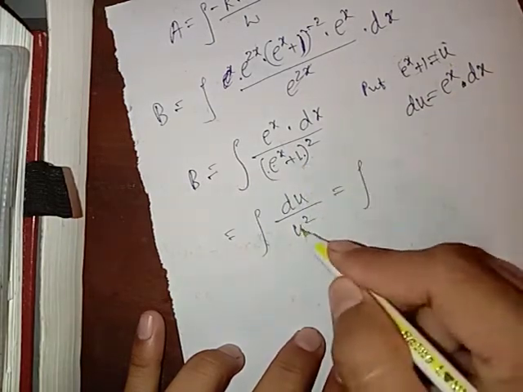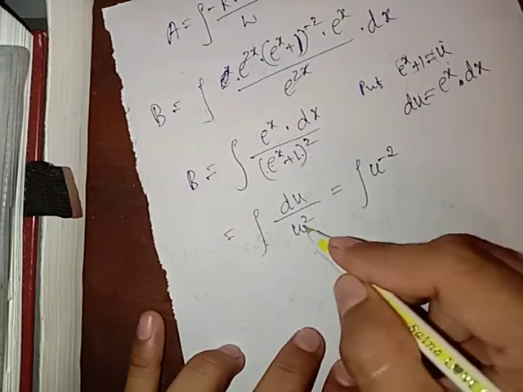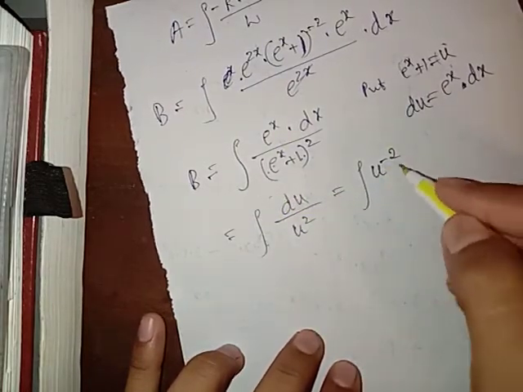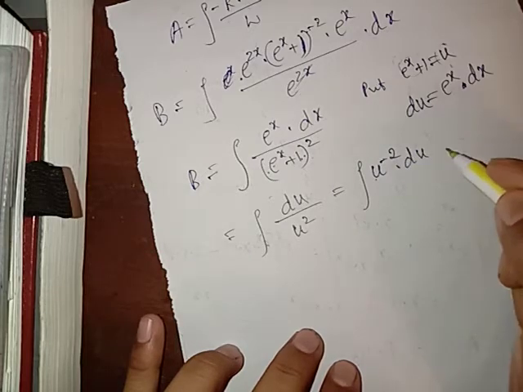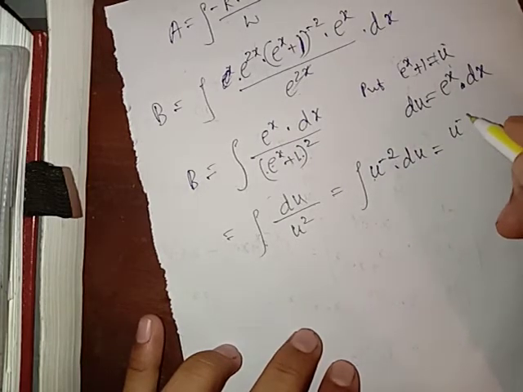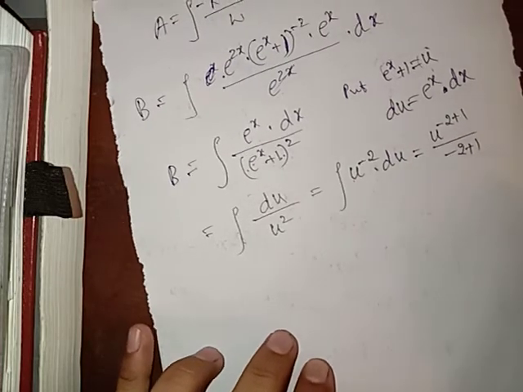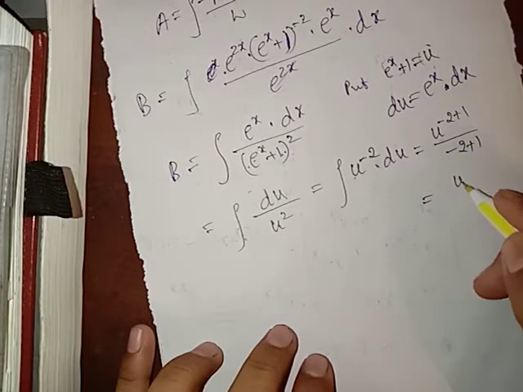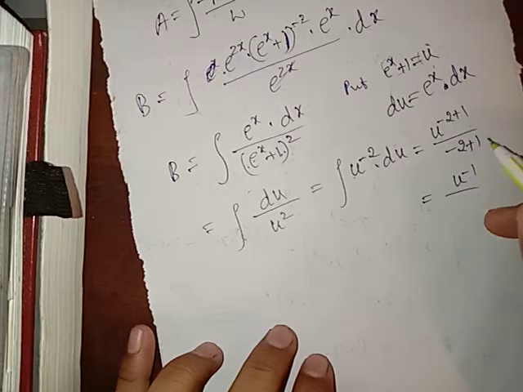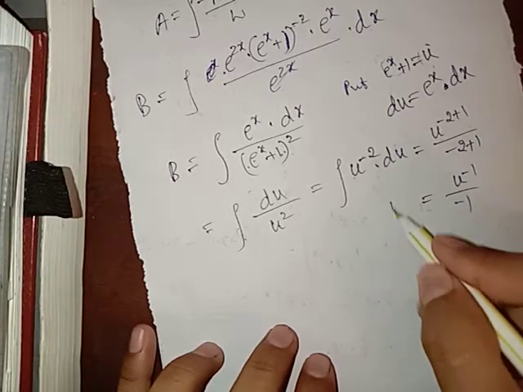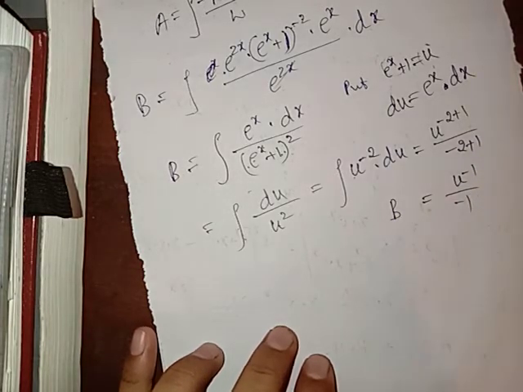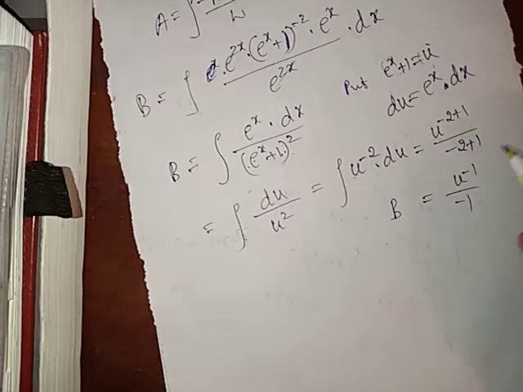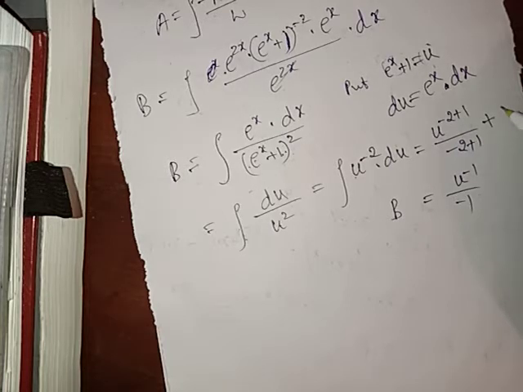So integration of u raised to minus 2, if we take this 2 in the numerator, we get u raised to minus 2 into du. So integration of this one is u raised to minus 2 plus 1 divided by minus 2 plus 1. So u raised to minus 2 plus 1 means u raised to minus 1 divided by minus 1. Now this is equal to b. So we can put here the integration constant c3.